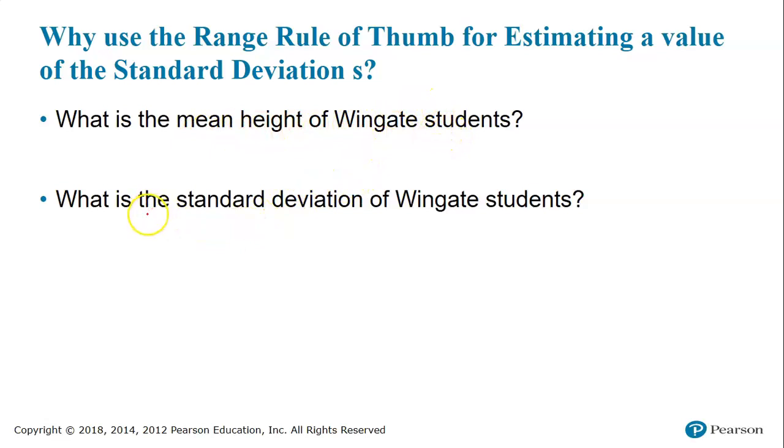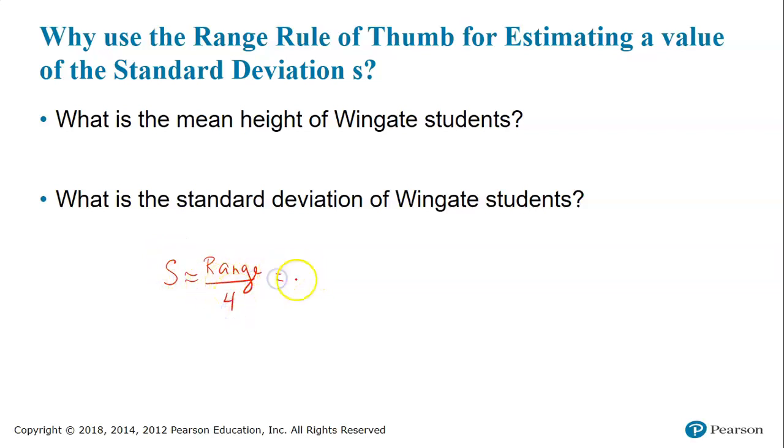But when I go to ask what is the standard deviation of the height of Wingate students, we really don't know where to start. Like you don't know if that would be 2 inches, 10 inches, 20 inches, 80 inches. We don't really know until we have some estimate for that, and that's where this range rule of thumb can be helpful. So we said that it was going to be the range divided by 4.